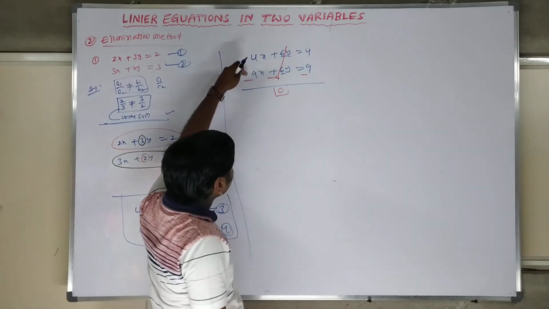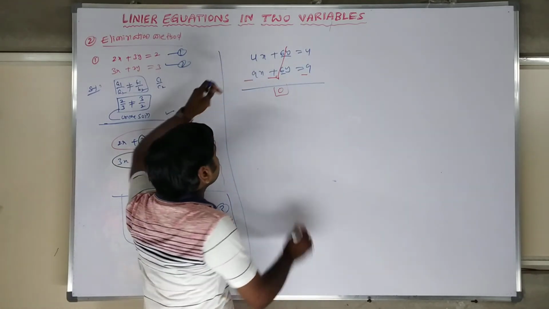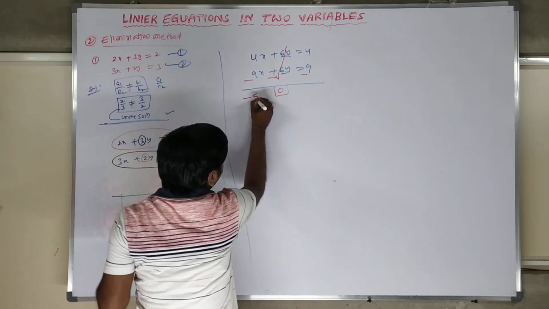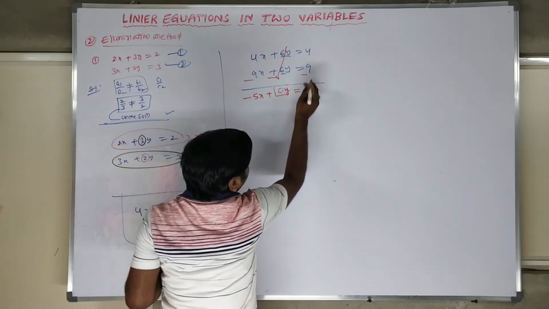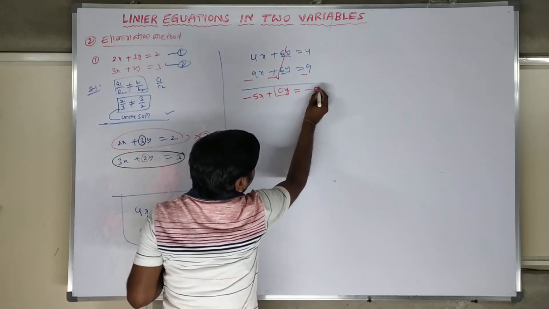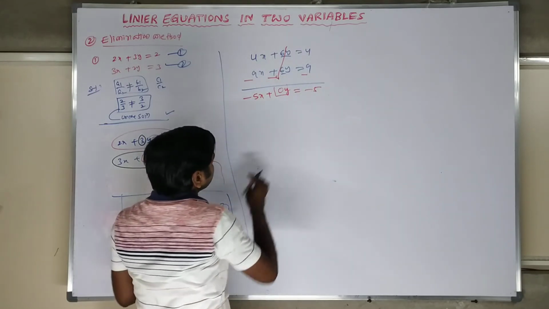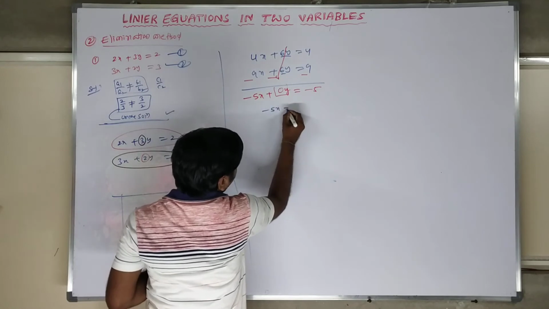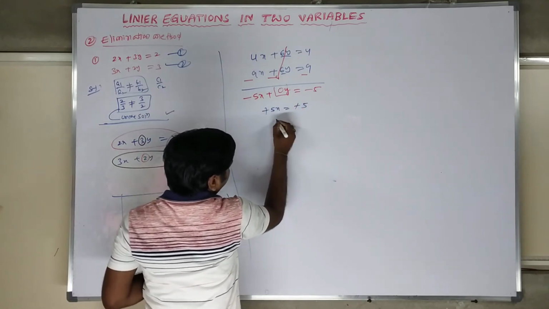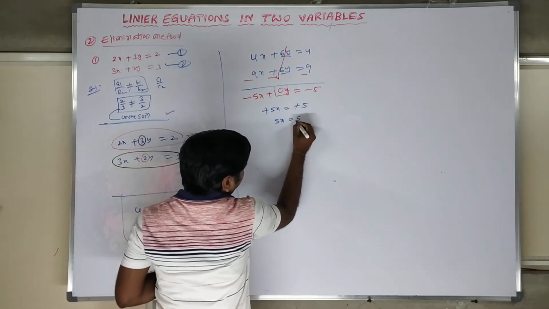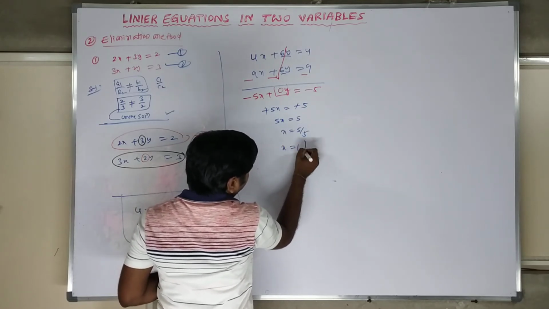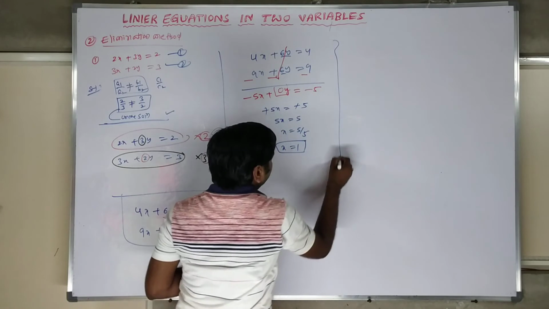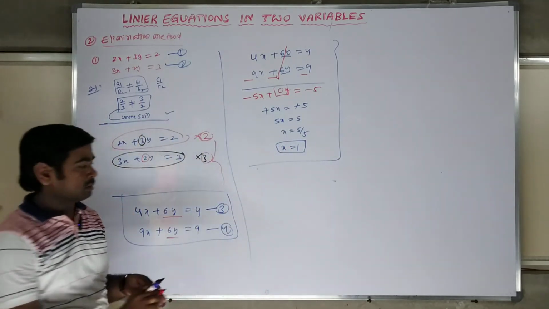We are getting 0, so the y component is eliminated. So 4x minus 9x is minus 5x, plus 0 into y, is equal to 4 minus 9, which is minus 5. So minus 5x is equal to minus 5, minus minus cancel, 5x is equal to 5, x is equal to 5 by 5, we can write x is equal to 1. Now we got x is equal to 1.